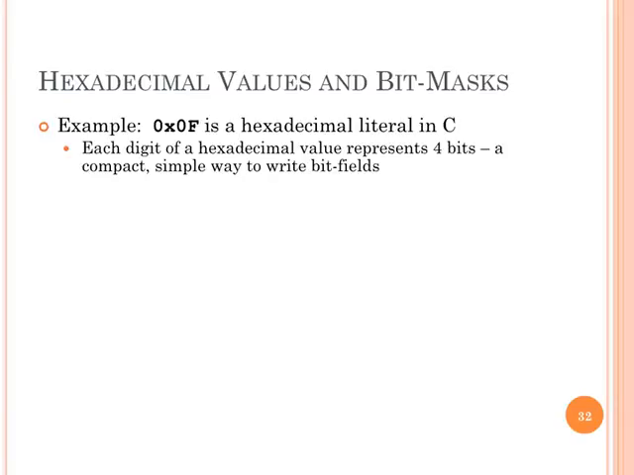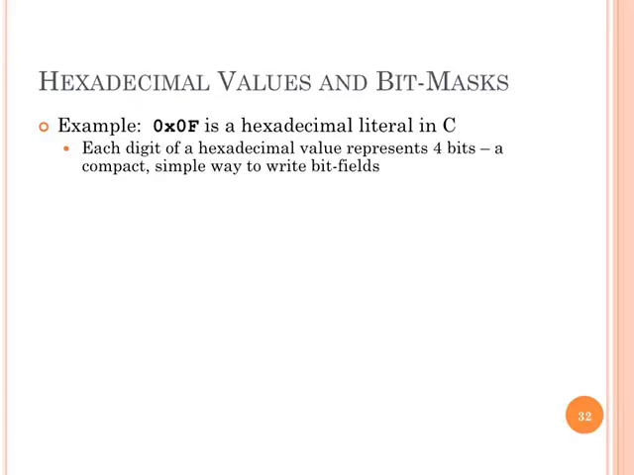Okay, and the way that you convert back and forth between hexadecimal and decimal, or hexadecimal and base 2, is pretty straightforward. We won't talk about it here. You can either ask me or a TA how to do that if you're uncertain of how that might work. Okay, so like I have here, 0x0f is a hexadecimal literal in C. You could also have a lowercase f.